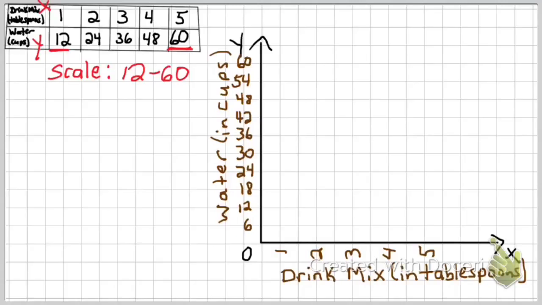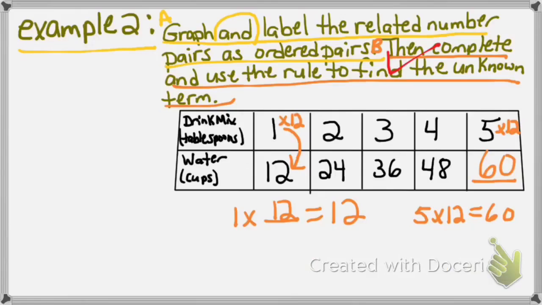The only thing I see that I have not yet done for setting up my graph is the title. Let's go back to the question and see what the title should be. And when I go back to the question, it gives me a little bit of a chuckle, because it doesn't give me much information here at all, does it? It just says graph and label the related number pairs as ordered pairs, and complete and use the rule to find the unknown term. And then it gives me the table that says drink mix in tablespoons and water. So I really think it's drink mix compared to water.